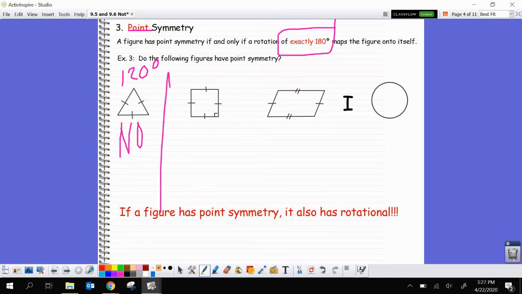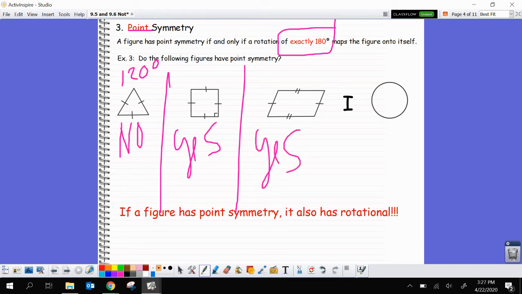So no point symmetry. The next one was the square. And we said that the angle of rotation was 90 degrees. But if I do that 2 times, 90 and 90, that is 180 degrees. So this does have point symmetry. Okay, then we had a parallelogram, and we said this one is easy because it could only turn 2 times to get back to its original. And so this one was exactly 180 degrees. So that's an easy one.